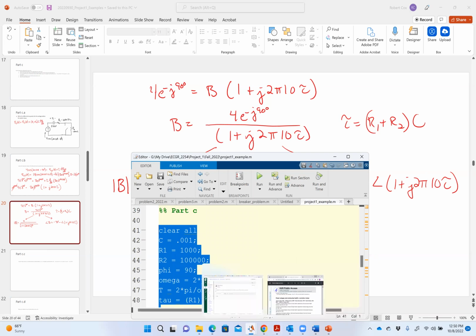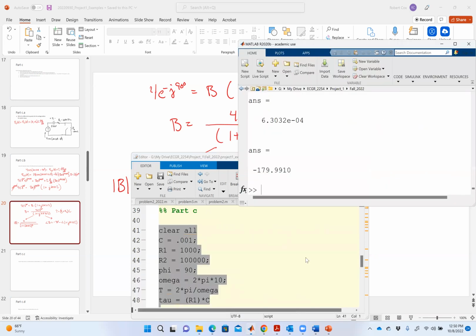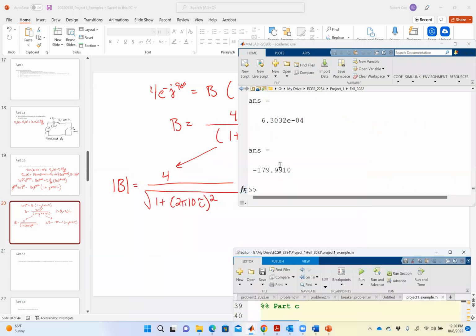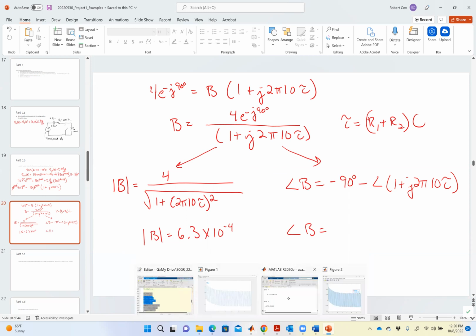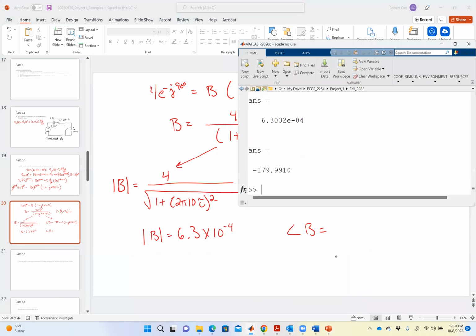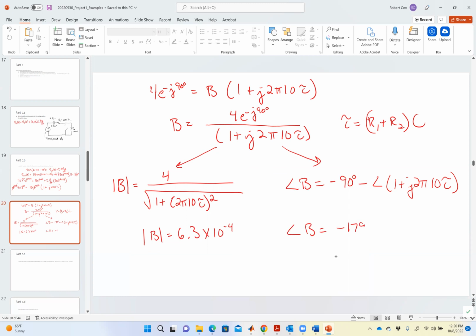All right, so I look to see what I get in the command window. Looks like I get 6.3 times 10 to the negative 4. So the magnitude of B is 6.3 times 10 to the negative 4. And the angle there looked like it was about negative 179, right? Negative 179.99, which is really 180. But I'll just call it that.